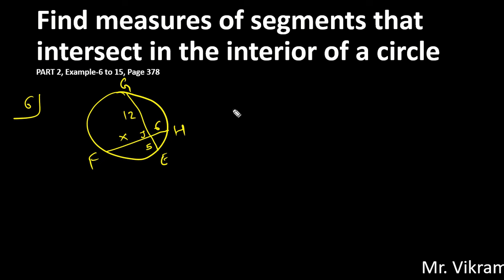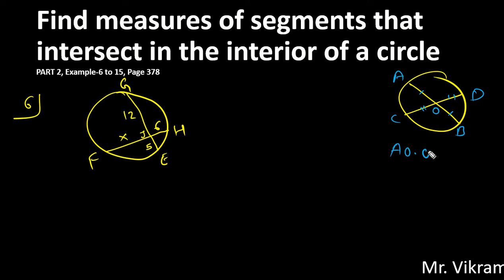To solve such type of problem, we need to understand one simple concept which says if you have two chords intersecting inside a circle, then you have this multiply this is equal this multiply this. So for example, if you have AB and CD and this is O, then AO multiply OB is equal CO multiply OD. So similarly in this case you have FJ multiply JH is equal GJ multiply JE.